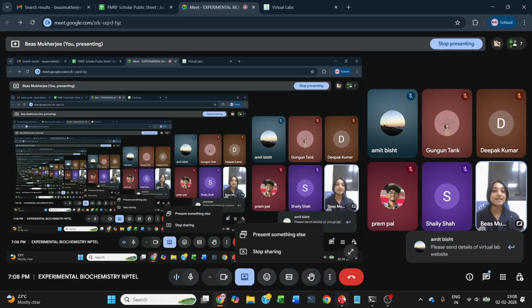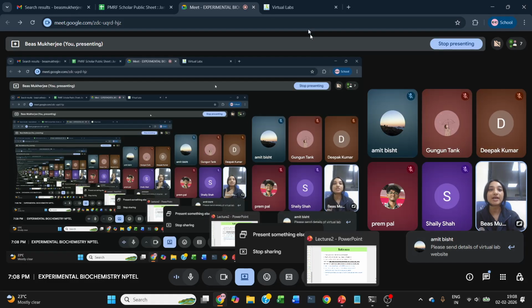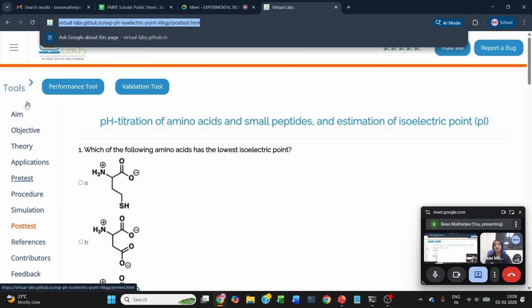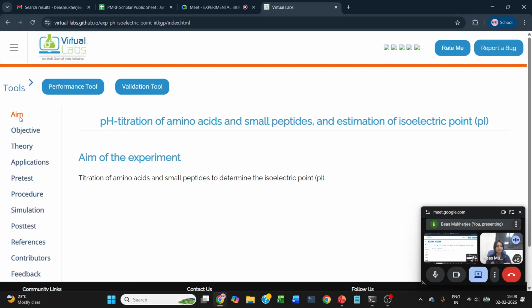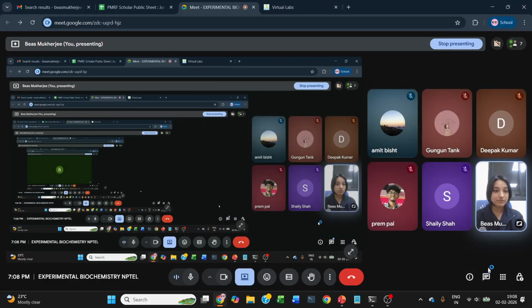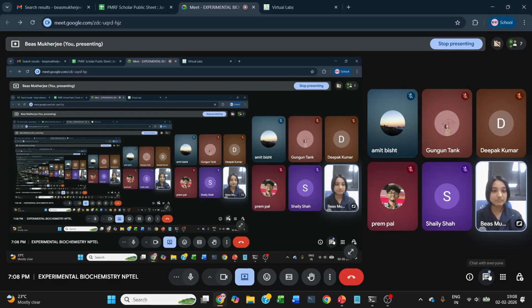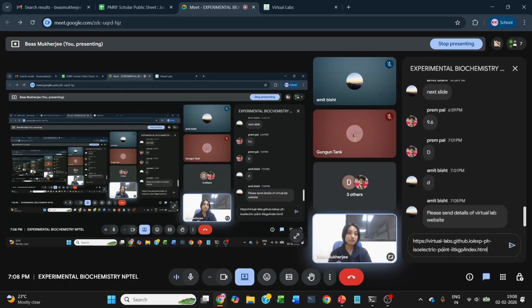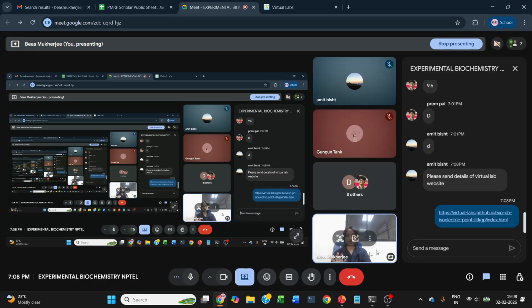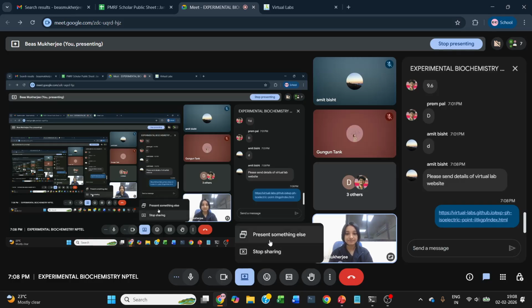Someone asked to send details of the virtual lab website. Yeah, it's there in your PPT, okay, I'll share the PPT so you can get it from there, but here also I'll share it. So in the virtual labs program, there are a lot of different experiments, and a lot of those would be useful for you. So I'm sharing this particular amino acids class part.